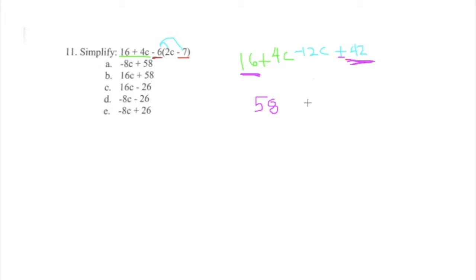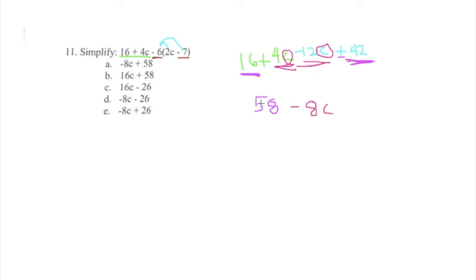Now we look for the other set of like terms that we can put together. We start with 4c. 4c can go with 12c because they both have c. They both have the same variable to the same power, so we can put them together. They are like. So we have positive 4 and negative 12. It's going to be 4 minus 12, and 4 minus 12 is negative 8, so it's going to be negative 8c.